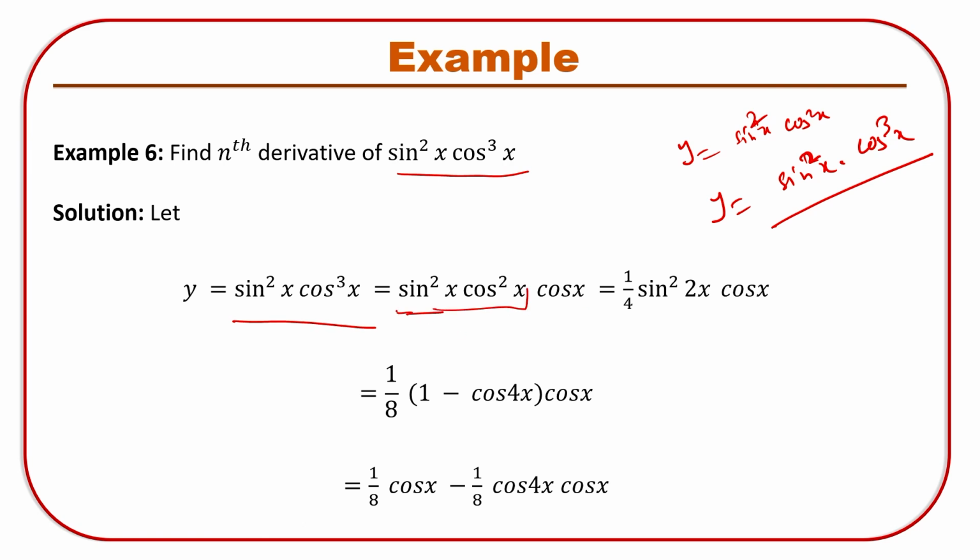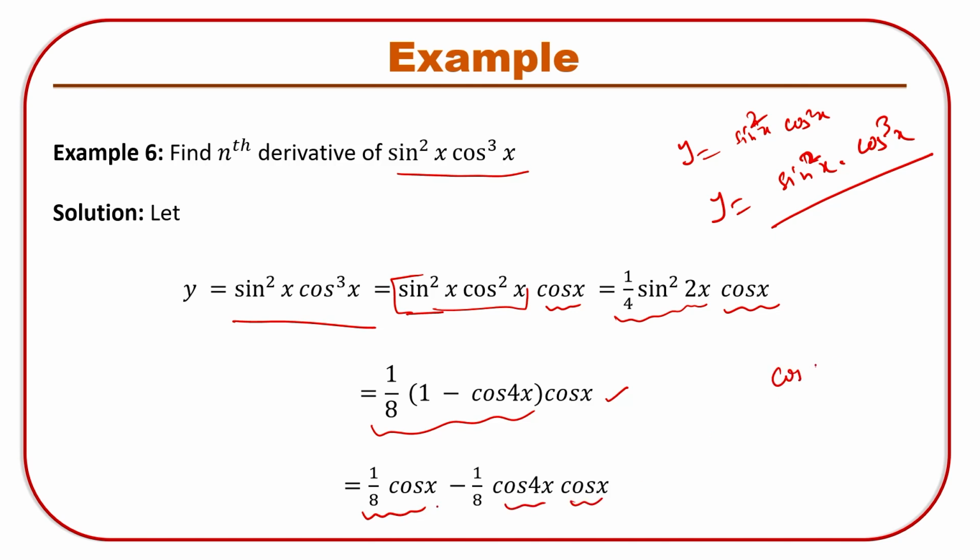So, sin square x cos cube x can be written as sin square x into cos square x, this one, and cos of x. Sin square x cos square x we had seen in the previous one, 1 by 4 sin square 2x, and this one is the cos x. So, the first one has been converted to 1 by 8 into 1 minus cos 4x, into cos x, right, and then multiply each other. So, the first one becomes 1 by 8 into 1 into cos x, so 1 by 8 into cos x, and the second one will become cos 4x into cos x.